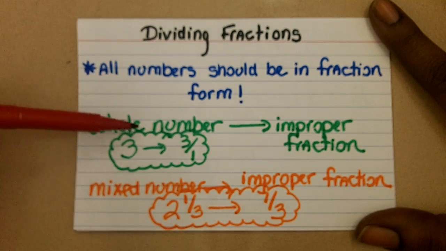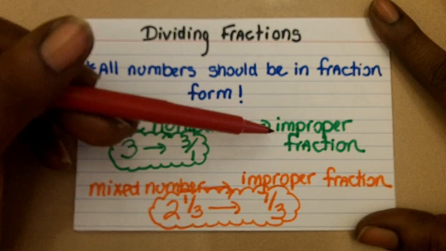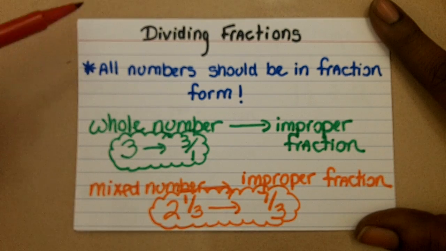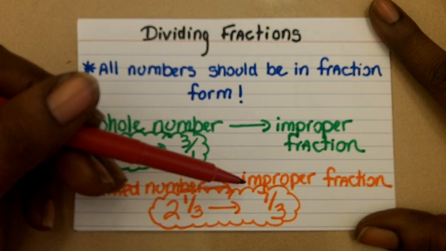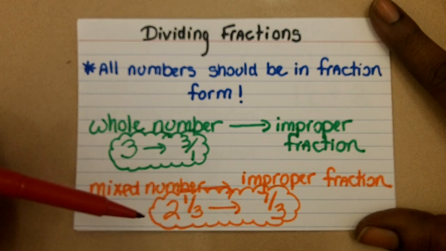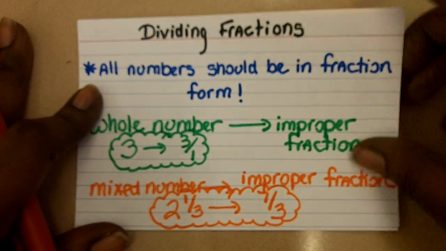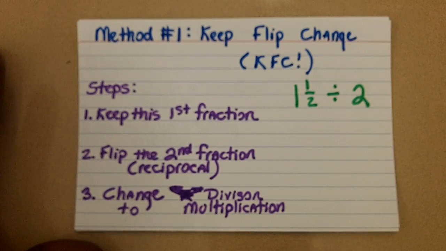So what that means is if you have a whole number, you're going to have to change it to an improper fraction first, and we talked about how to do that. If you have a mixed number, you're going to have to change that to an improper fraction as well, and again, we have learned how to do this also. So let's get started. There's actually two methods to dividing fractions.